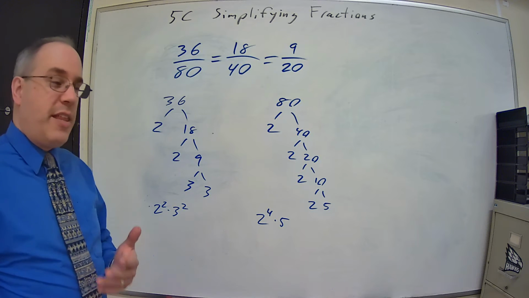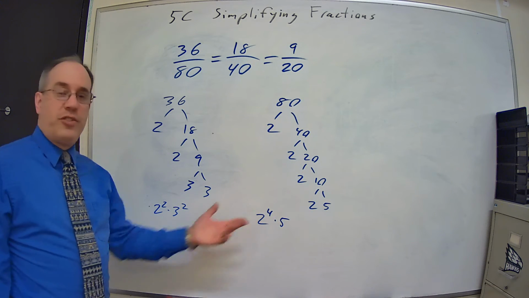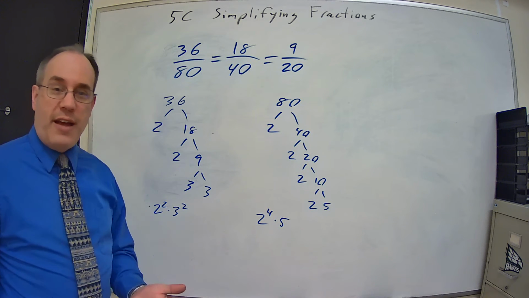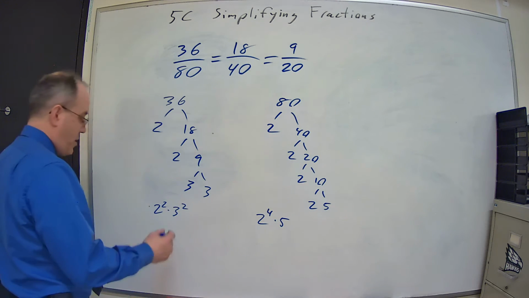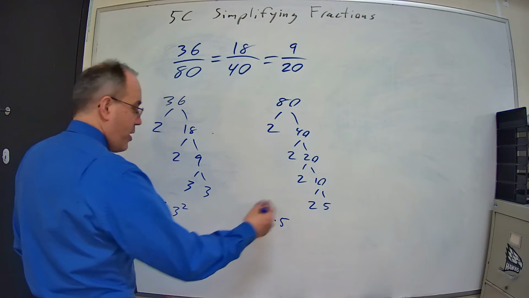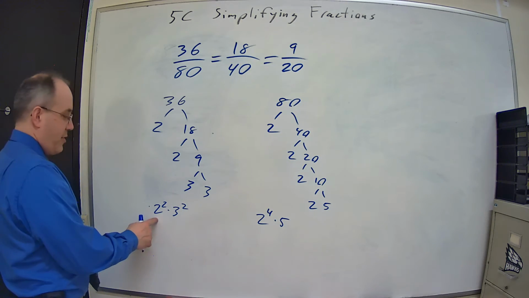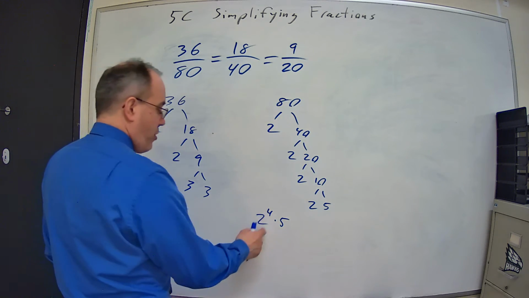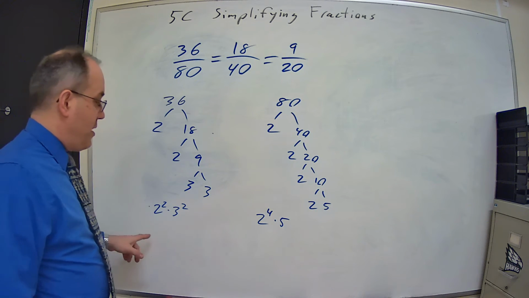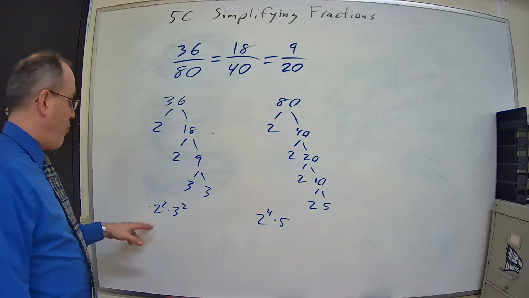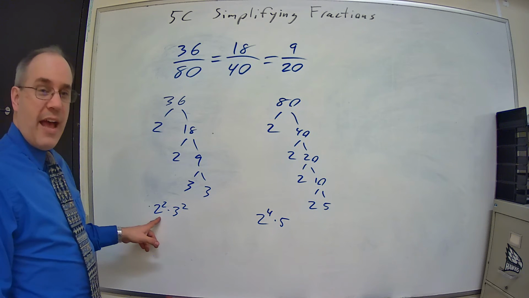Now remember, we said that we could use prime factorization to find a greatest common factor. What we do is we look and say, what's the most of anything that we can pull out of here? I've got 2 2's here, I've got 4 2's here. Well, the most that I can pull out of both of them is 2 of them, because this one doesn't have any more to give.